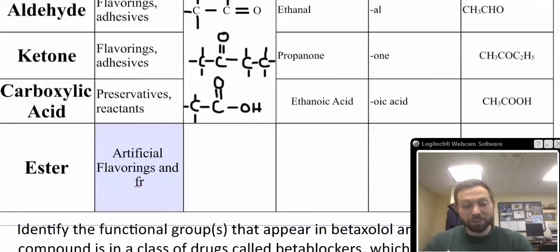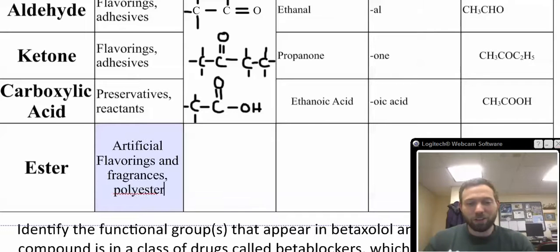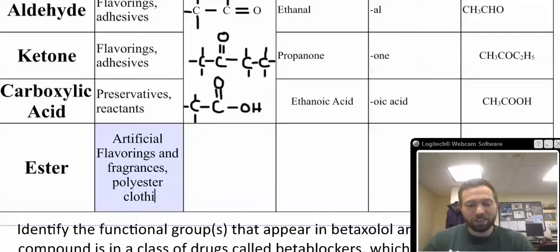And fragrances. They're often used, you'll see them always in bubblegum flavors and fruit flavors. They actually have a lot of fruit flavors. We're going to make those fruit flavors, and you're going to smell the esters that we're making. Also, they're used in clothing, polyester. Polyester is just many esters bonded together.